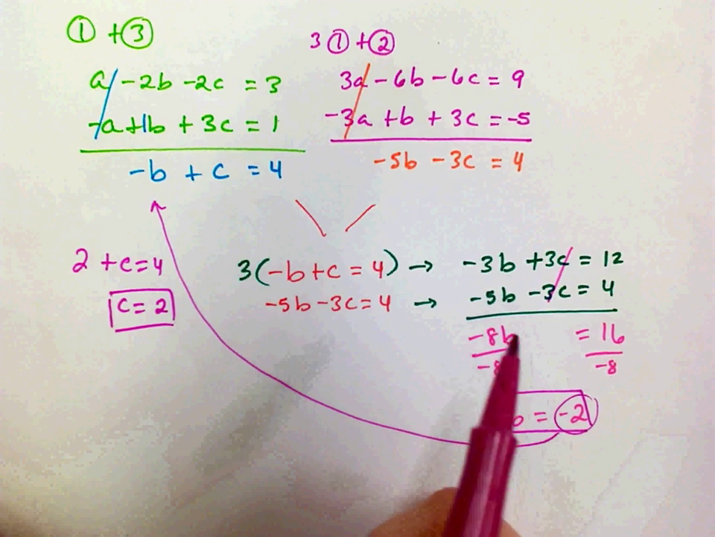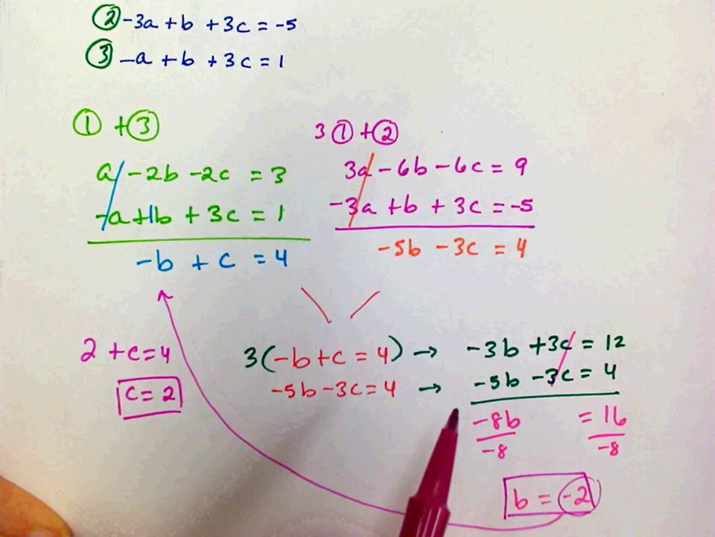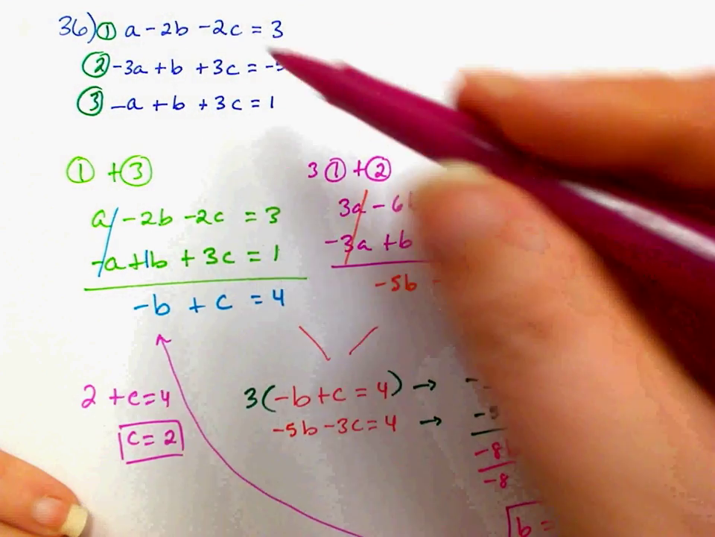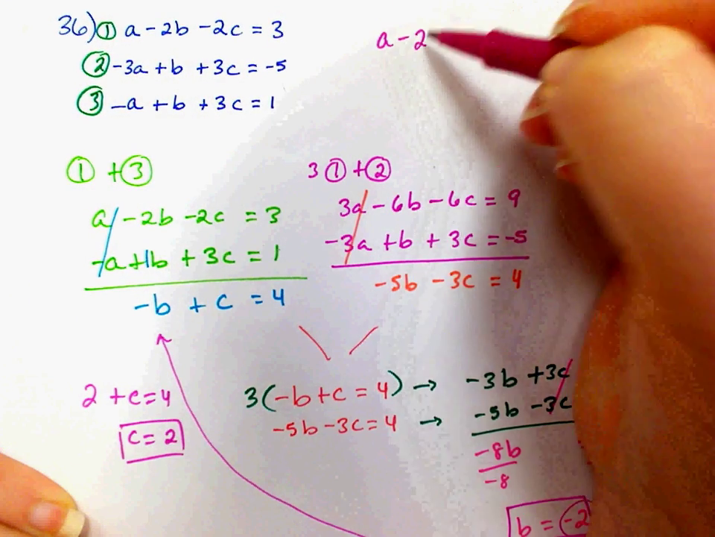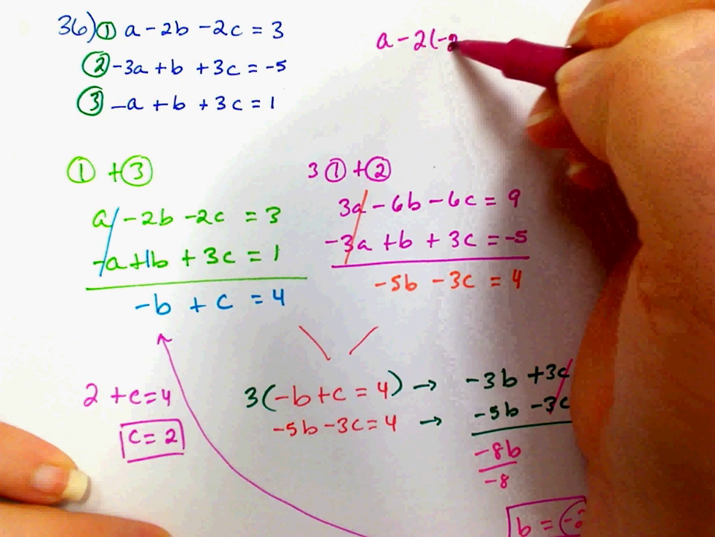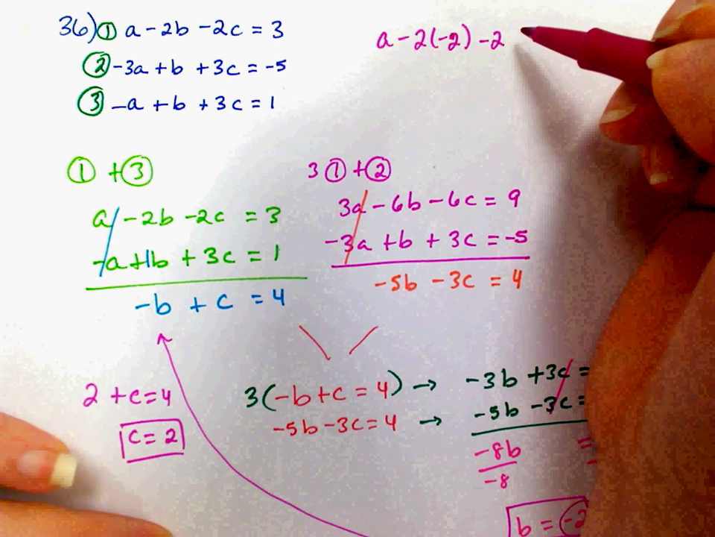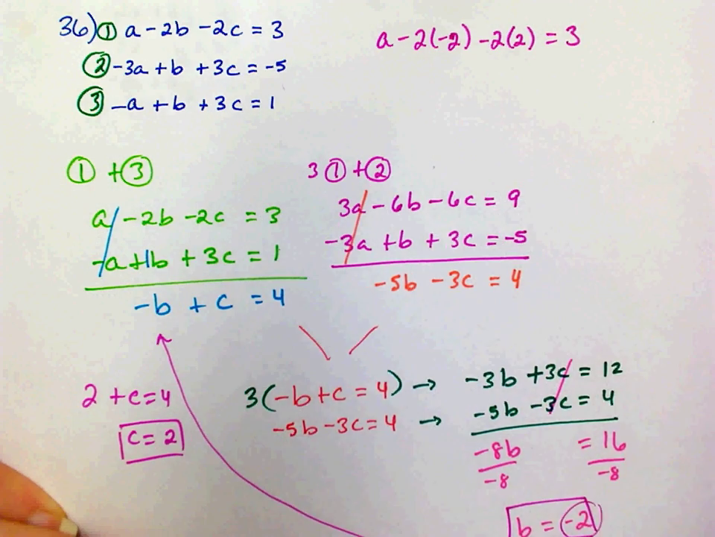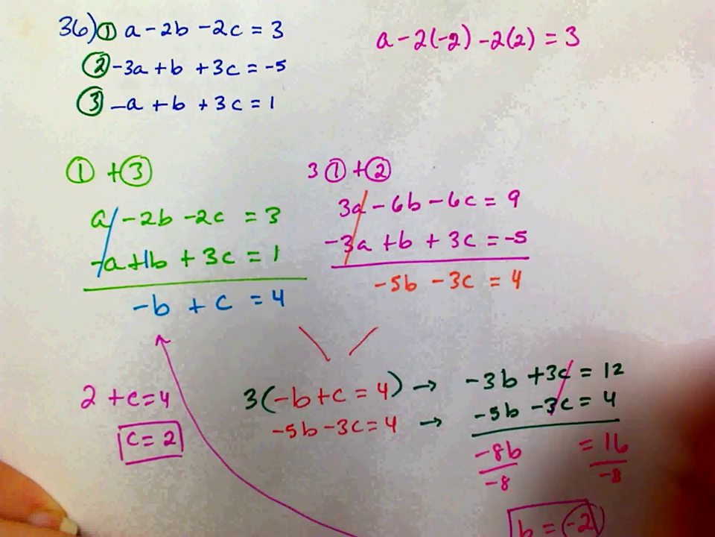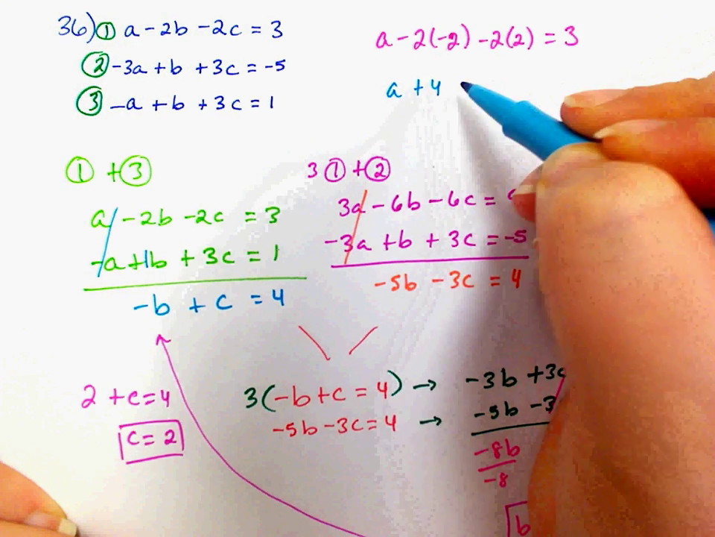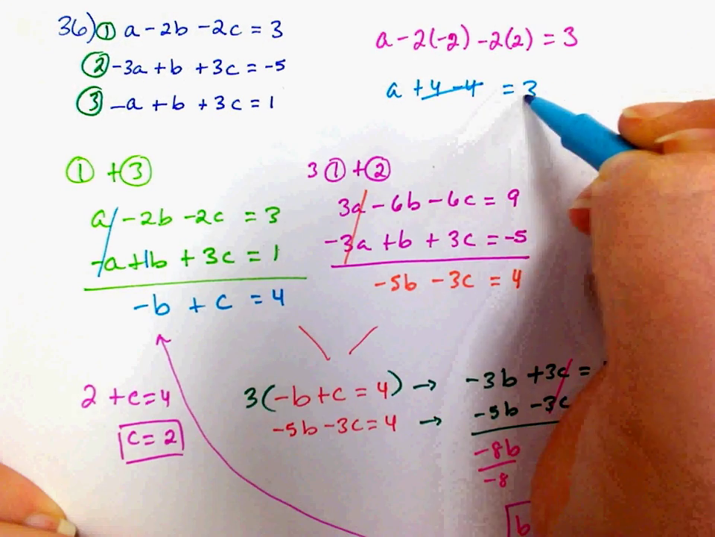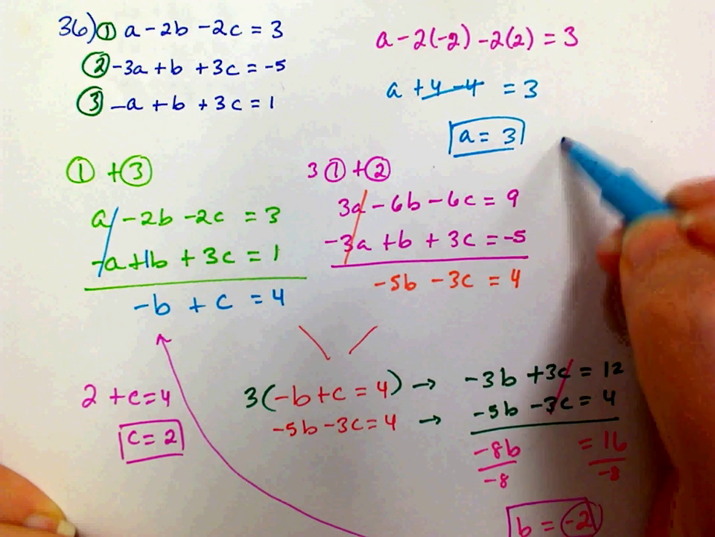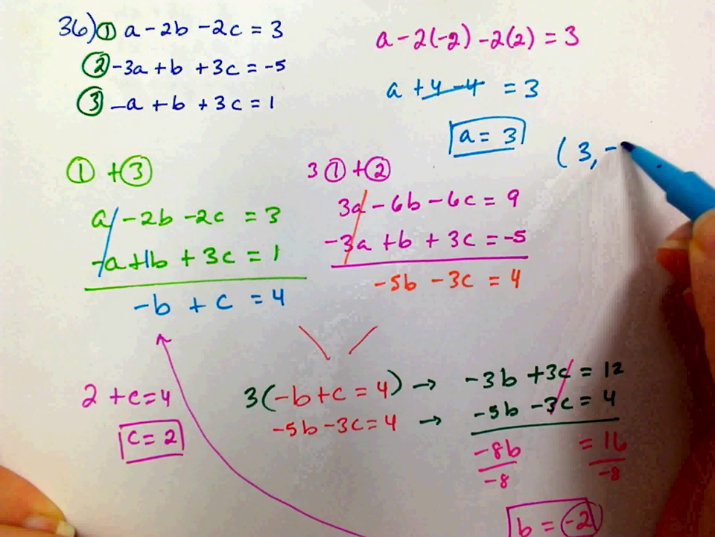So I've got B equals negative 2, C equals positive 2, and I need to find A. So then I take those and I plug them into one of these equations. So I'll go ahead and just use number 1, so A is simple. A minus 2 times B, which is negative 2, minus 2 times C, which is 2, equals 3. So then I've got A plus 4 minus 4 equals 3, A equals 3. Final answer, A, B, C.